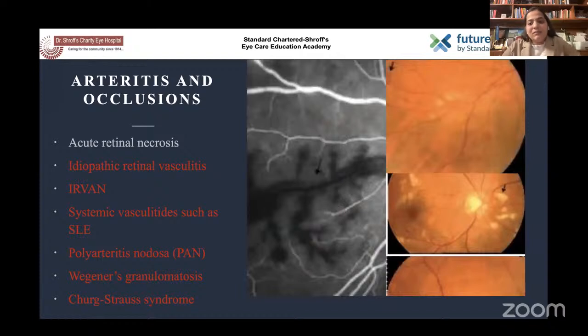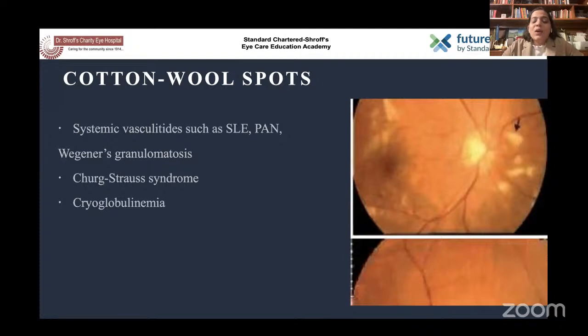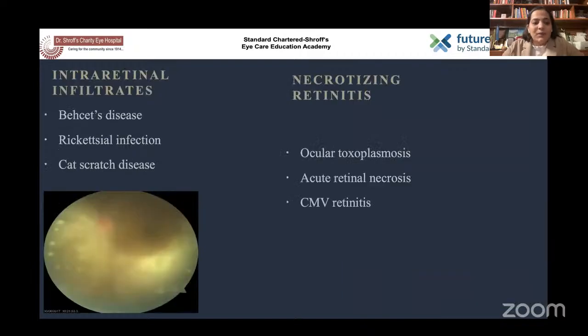So arteritis, again, an easy way to learn is that most of these systemic causes, the systemic vasculitis like Wegener's, like SLE, Churg-Strauss syndrome, eosinophilia, they primarily cause arteritis and arterial occlusions, not venous occlusions, because mostly things are happening in the arteries. So again, if you see a patient with a lot of cotton wool spots along with vasculitis, think of these systemic diseases like SLE, Wegener's, and cryoglobulinemia. If you see a lot of intraretinal exudates, think of syphilis or think of rickettsial diseases.